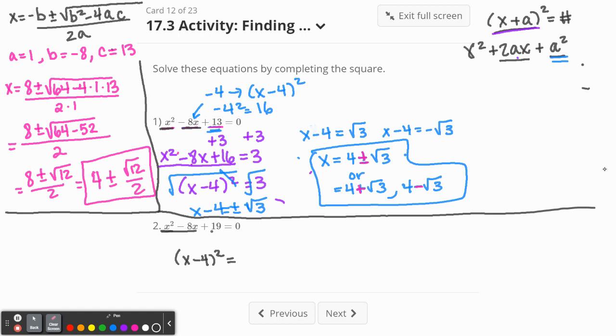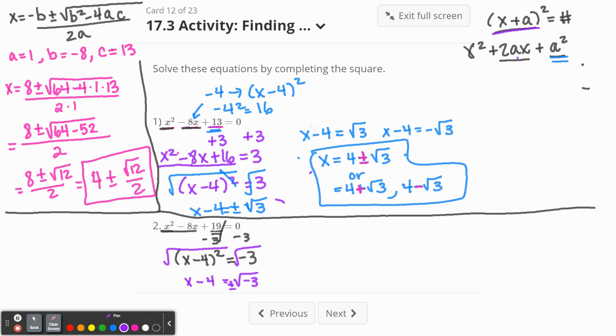Now, in order to get this last number to be 16, the last number squared, we're going to need to subtract 3 on both sides. That will make this equal 16, which means I can factor it, and it will make the right side equal negative 3. Now you might be able to see where the issue will occur. When I take the square root of both sides, I'm going to get x minus 4 equals plus or minus root negative 3. Why is that giving us an issue here?